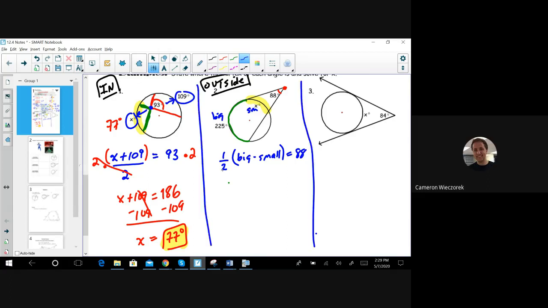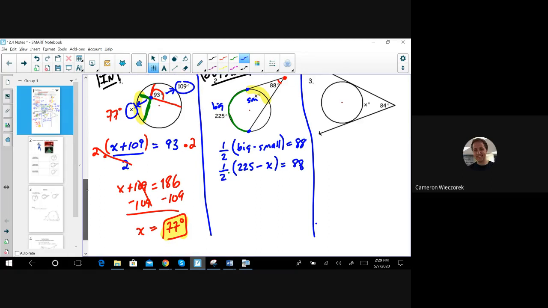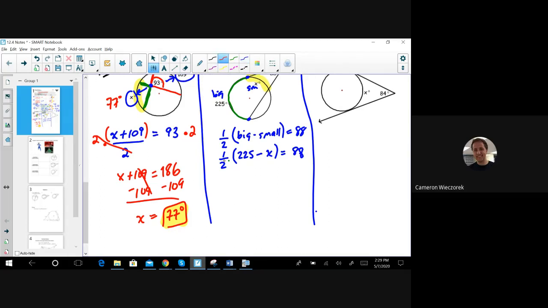So now I plug in. 1/2, the big arc is 225, minus the small arc that's in between these two segments is x, and that should come out to 88 on the outside. Kind of like I did last time. Here I wrote it as divided by 2. Here I wrote it as a half. It's the same thing. I'm going to multiply both sides by 2 just to get rid of the fraction.